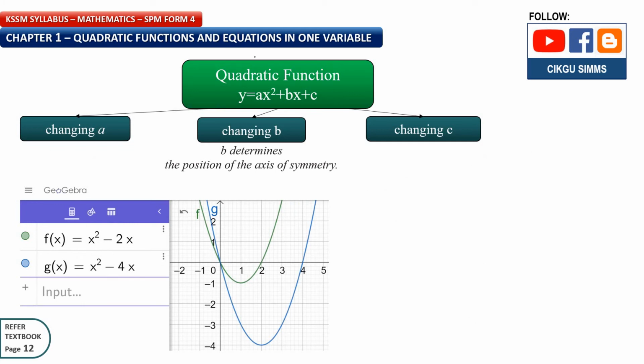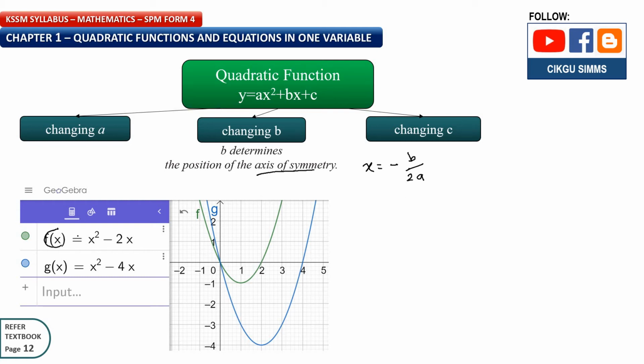Okay, so what if we change b? b determines the position of the axis of symmetry. I will give you a formula here for how to find the axis of symmetry. To find the axis of symmetry, you can use this formula: x equals negative b divided by 2a. You don't have to remember this in modern mathematics. x equals minus b over 2a.